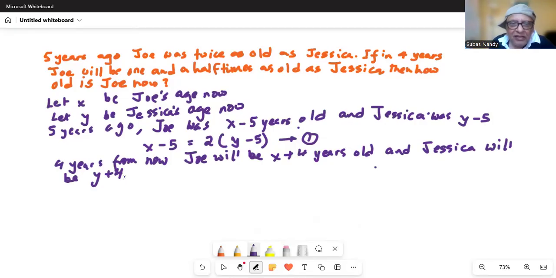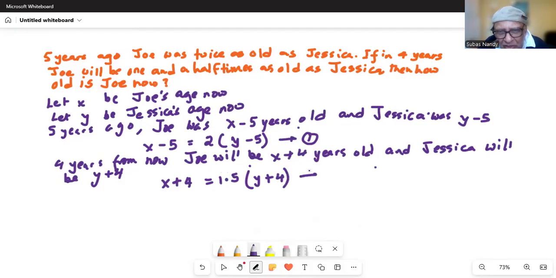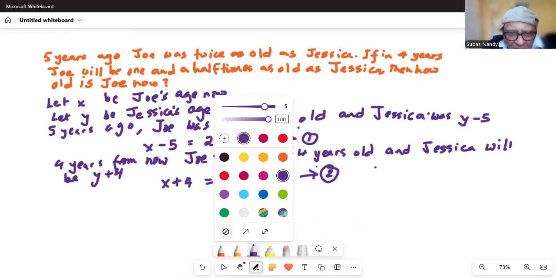And there's a relationship given to us. The second sentence says Joe will be one and a half times. So that means we can write x plus 4 is equal to 1.5 times y plus 4. This is the second relationship between x and y. Notice we do not know either x or y. At this point, I will change the color of the ink just to make life a little bit interesting.